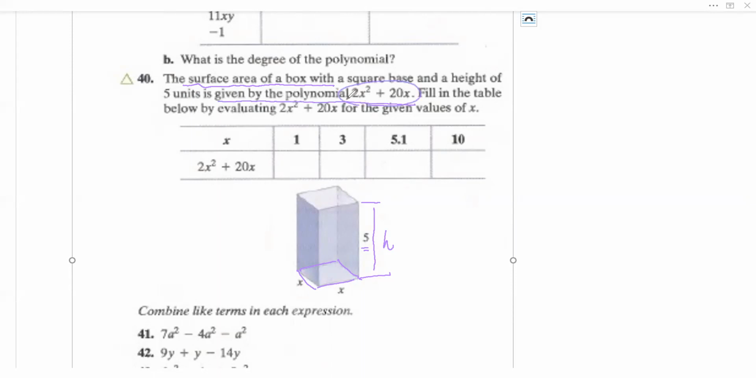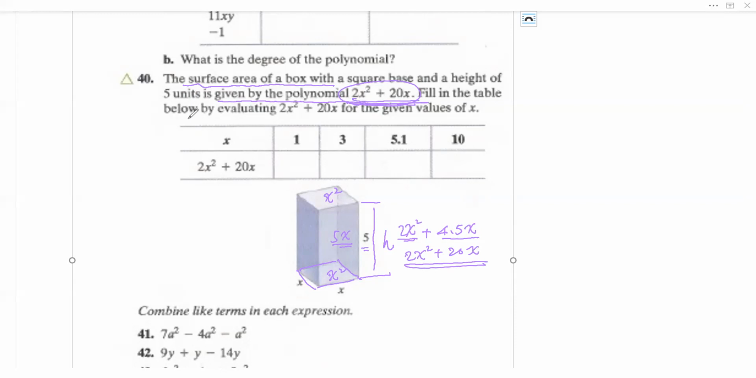You can see the top and the bottom are each x squared. What about the sides? Each side is 5x, and there are four sides, so 4 times 5x gives you 20x. Plus the top and bottom, the total is 2x squared plus 20x. That's where it comes from.